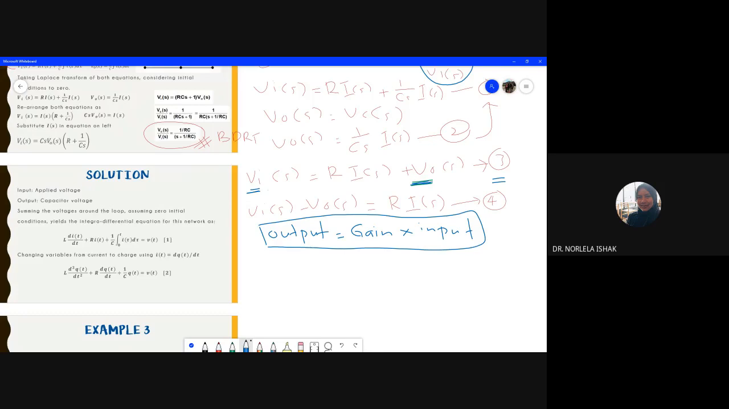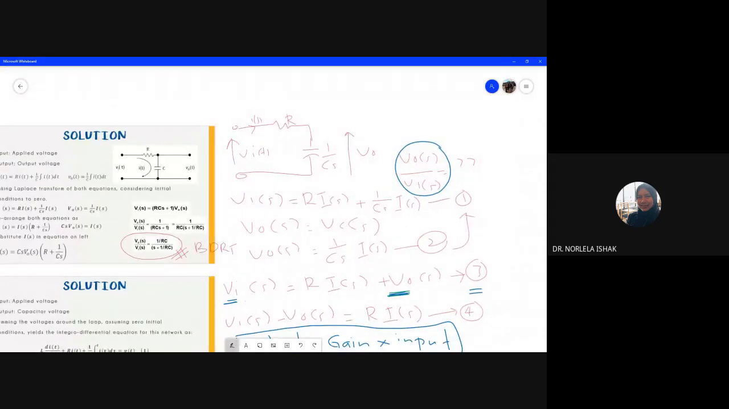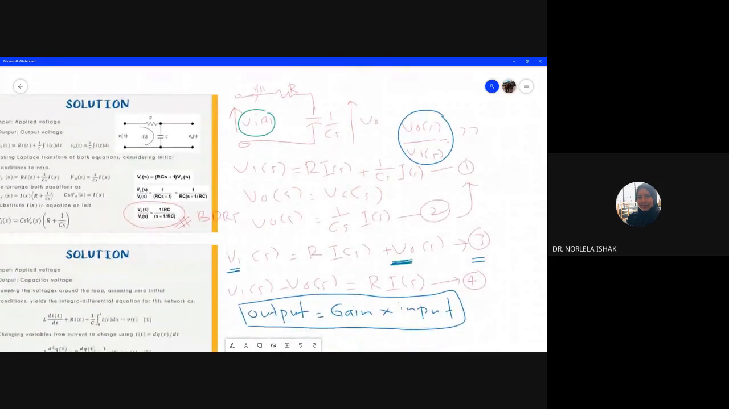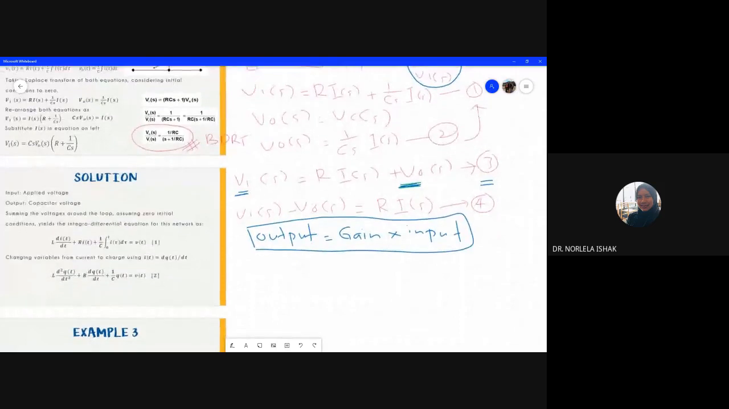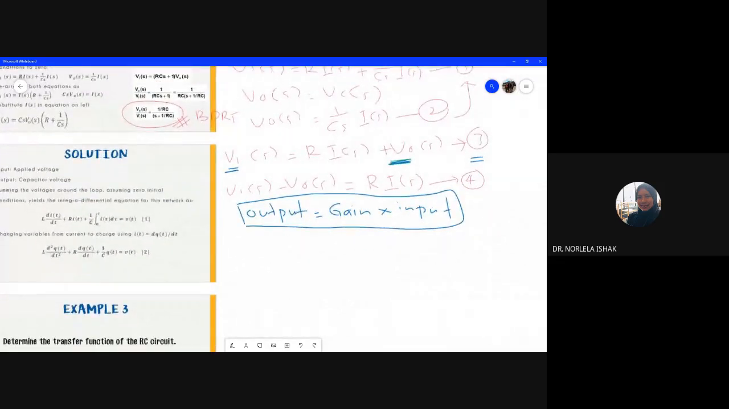Which one is the input, which one is the output? So we want to know, what was our input in our circuit? What's our input to our circuit? Voltage, right? VI. Okay, this is our input, right? So meaning now voltage is our input.